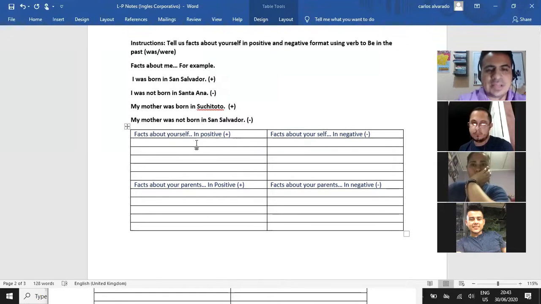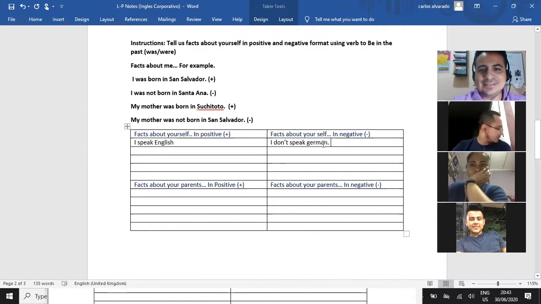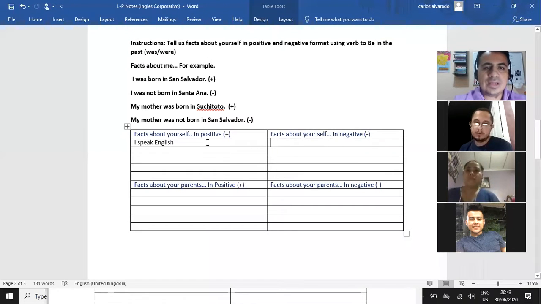For example, another example. Facts about me. I speak English. Okay. Eso es verdad. That's true about me. About me. Estoy hablando de mi persona. I speak English. Okay. A fact, I don't speak German. Right? Eso es verdad acerca de mí. Yo no hablo alemán. So, ¿qué hice aquí? Practiqué haciendo positivo y negativo. Okay. Now you can do them in the past or in the present, but I want you to practice negative and positives. Okay. So vamos a trabajar en este cuadrito.